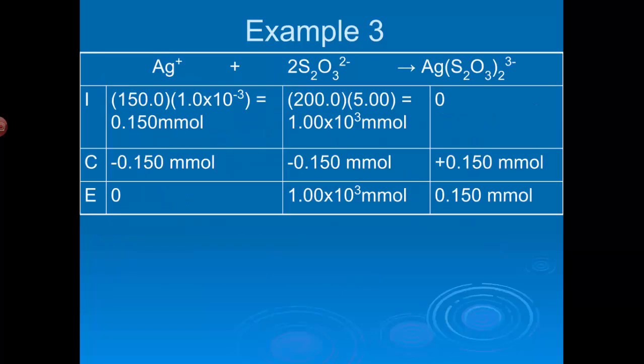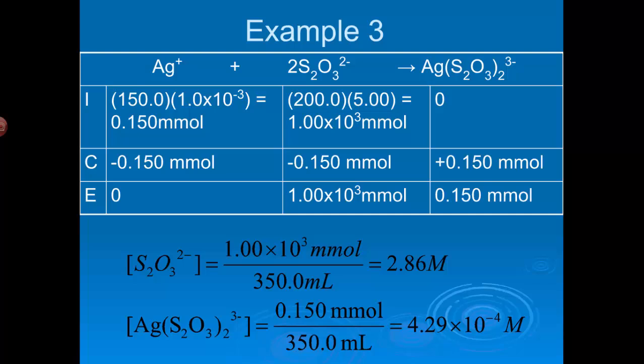All right? So my original number of millimoles of silver is volume times molarity, 0.150 millimoles. The initial concentration of S2O3 2 minus, volume times molarity, 1,000 millimoles. Okay, and initially I don't have any of the second ion, the second complex ion. All of that silver is going to get used up. Only a tiny little bit of the S2O3 is going to get used up, so the concentration of that is hardly going to change. And a little bit of my disubstituted complex ion will be produced.